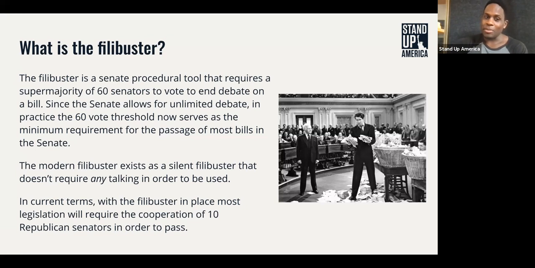That's how democracy dies. But in current terms, with this filibuster in place, all legislation or most of it will require the cooperation of 10 Republican senators in order to pass anything, since we're in a 50-50 split in the Senate.